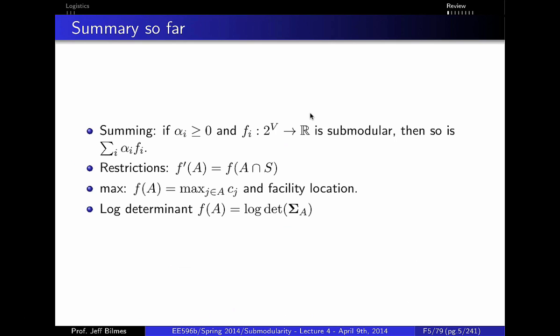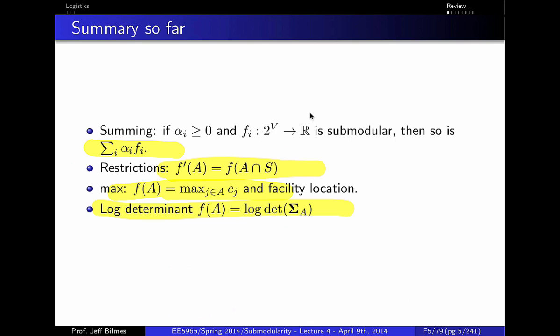Last time we talked about different compositional properties, or combining properties, of submodular functions. On the one hand, if we take positive linear combinations, or conic combinations, of submodular functions, we preserve submodularity. Number two, if we restrict a submodular function to a set, we preserve submodularity. Number three, if we take the max of a set of items, that's the basis of the facility location function, which is a very popular and common submodular function. And then we have the log determinant function, which we know to be submodular.